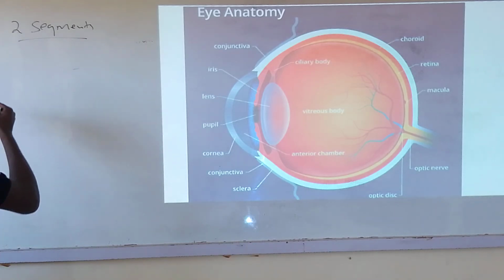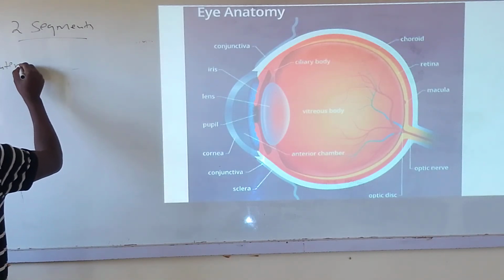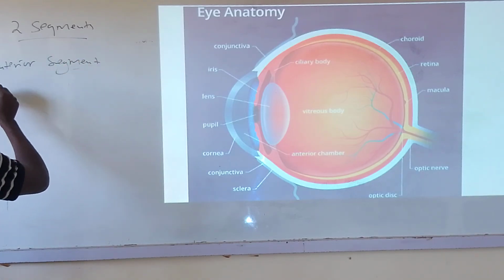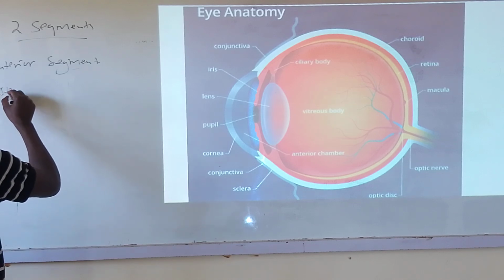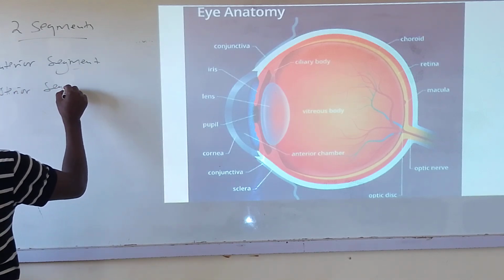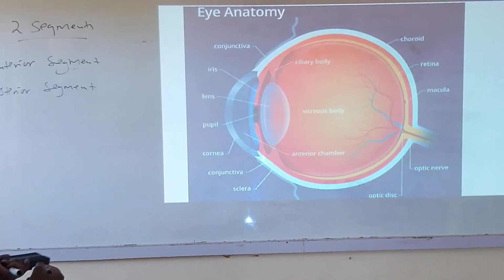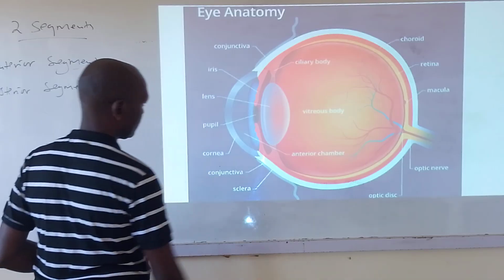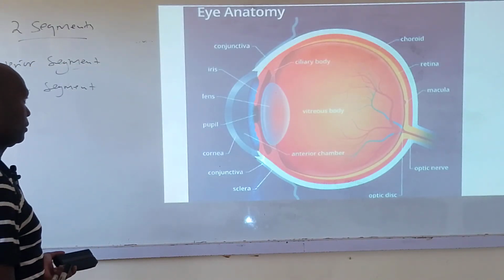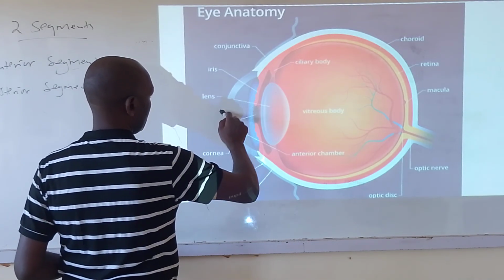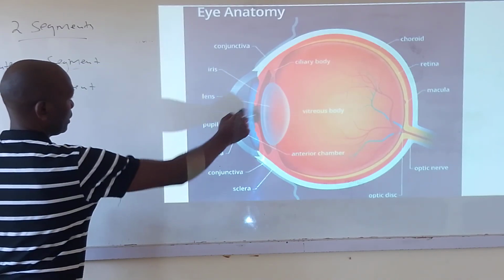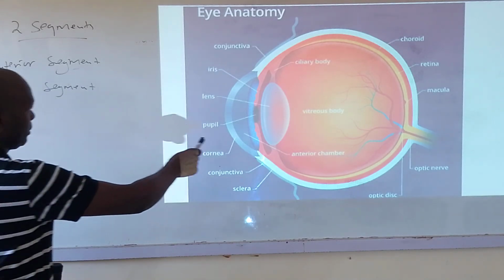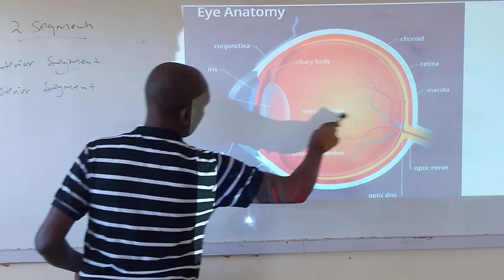The first segment is known as the anterior segment. Another one is known as the posterior segment. So the anterior segment is the distance from this cornea here all the way to the lens, actually to the posterior capsule of the lens. So from this side to this side is the anterior segment. Then the posterior segment starts from this side all the way to the retina.